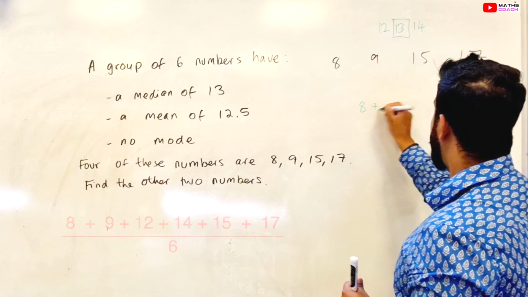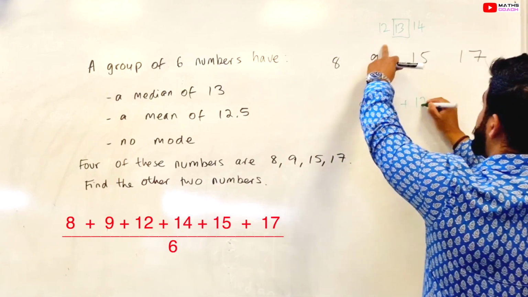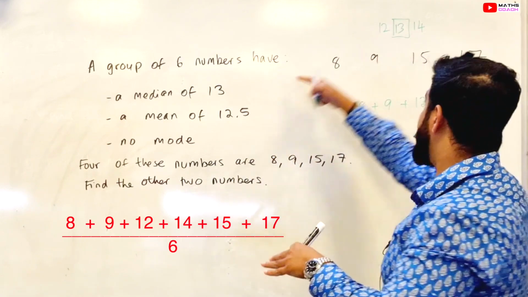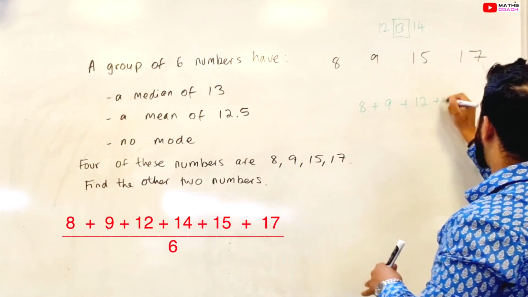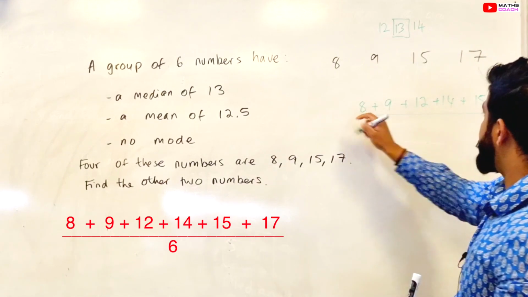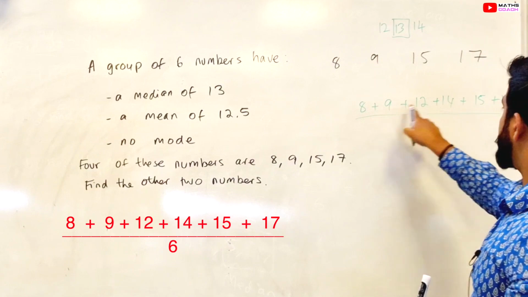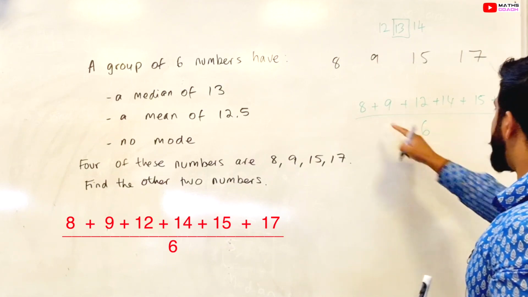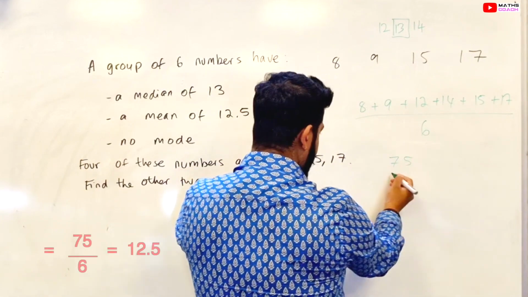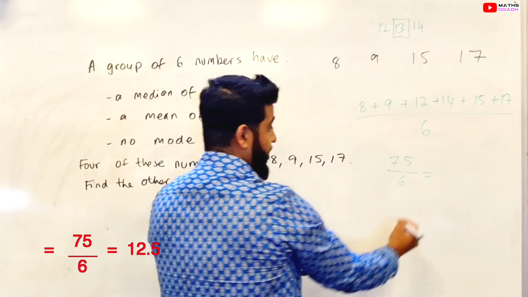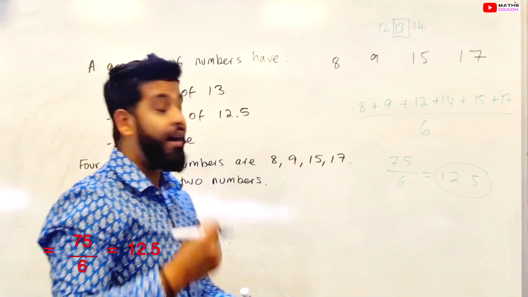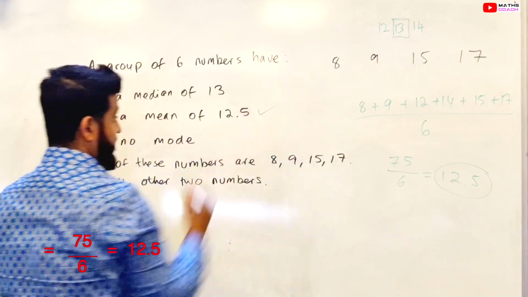So 8 plus 9 plus 12. Remember, we're not including 13. 13 is our median, but it doesn't have to be in our group of numbers. So plus 14 plus 15 plus 17. I'm just going to check that we've got our 6 numbers here. So 1, 2, 3, 4, 5, 6. Let's get our calculators now. And if we add the top line, that gives us 75. And 75 divided by 6 is 12.5. And 12.5 is our mean, and that's this ticked off.